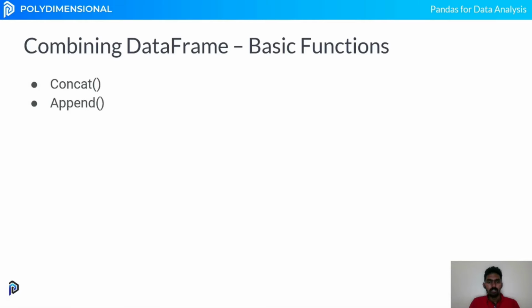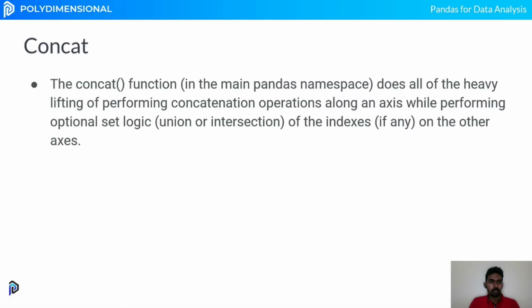Pandas provides many functions to join more than two data frames into one. Some of the basic functions that we can use to do this task are concat and append. So let's explore more on these two functions in this video.